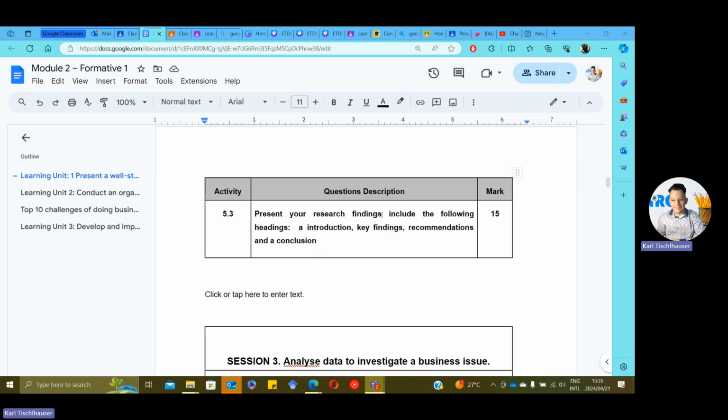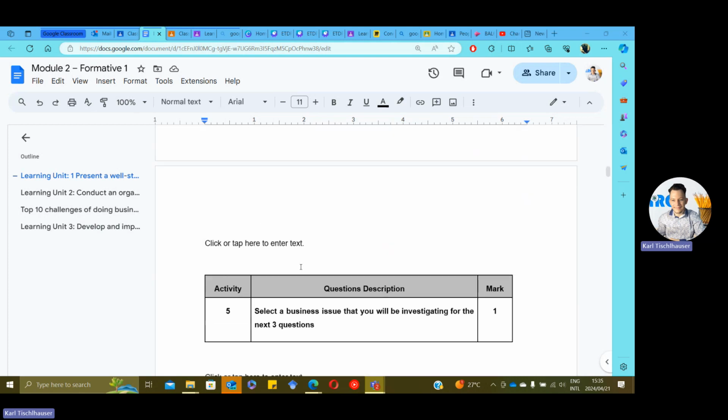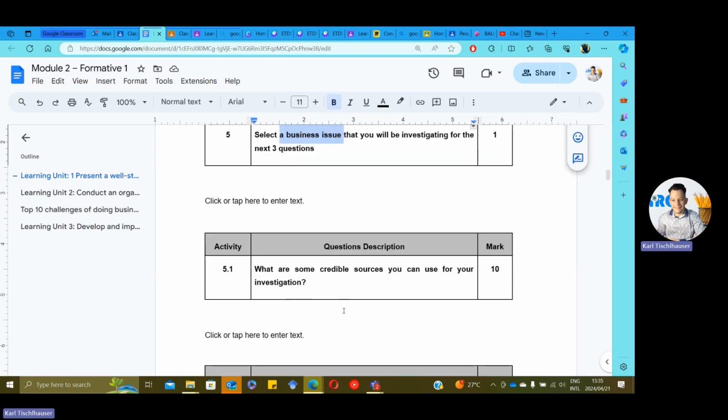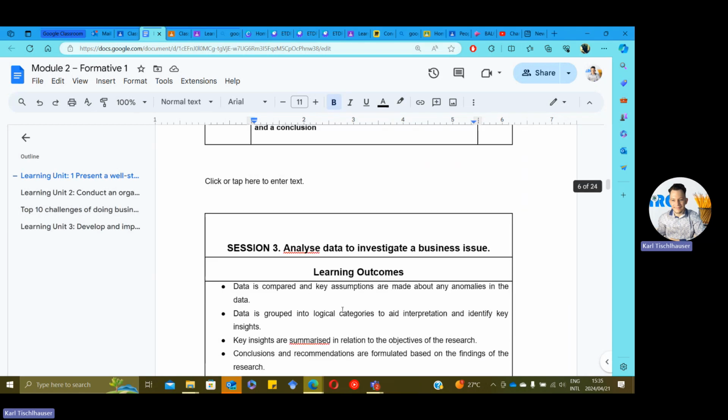5.3 says present your research findings and include the following: an introduction, the key findings, recommendations, and a conclusion. It's very important that we provide basically a mini research response. It needs to be about 4 pages long. You need to add citations to this, and it needs to be based on that business problem or business idea or business concept you've selected in activity 5. I'm going to keep going.